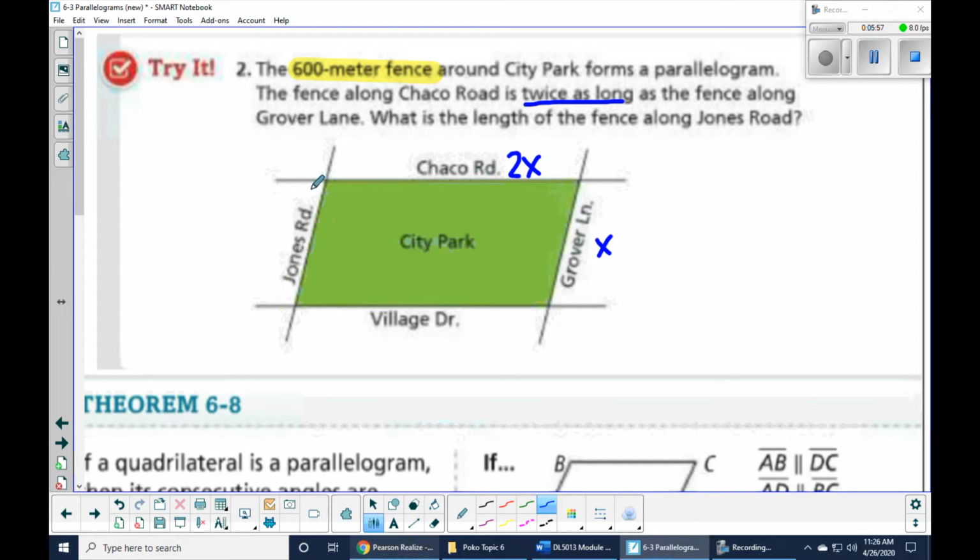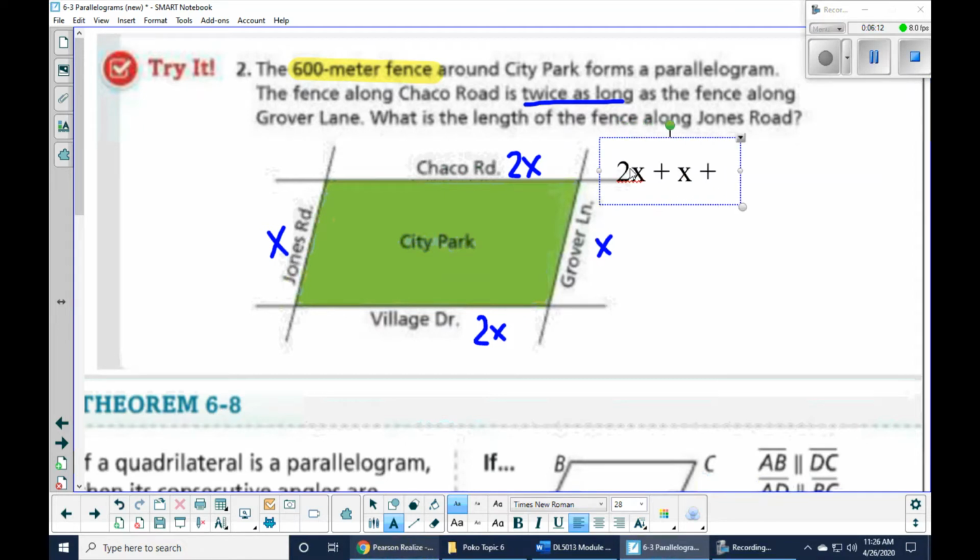Okay, so if this side is X here, what would this side be? That side would also be X. And this side down here would be 2X because the sides across from each other are equal. So we're going to make an equation: 2X plus X plus 2X plus X, all four sides, all of those together equals 600.